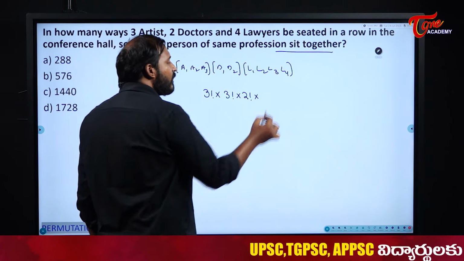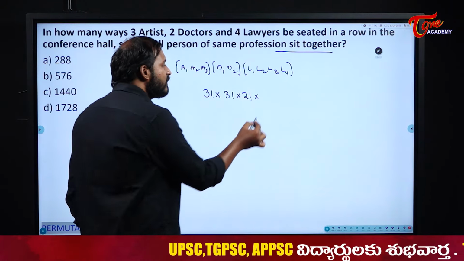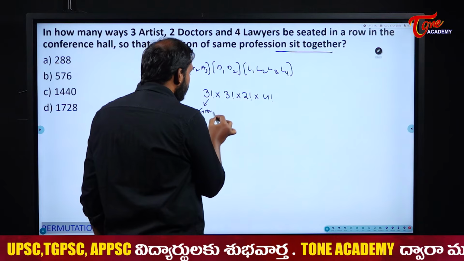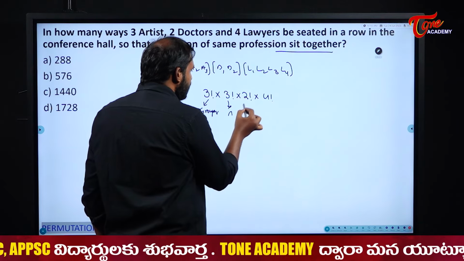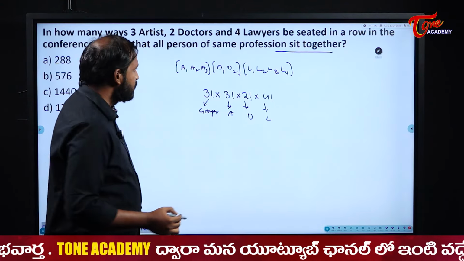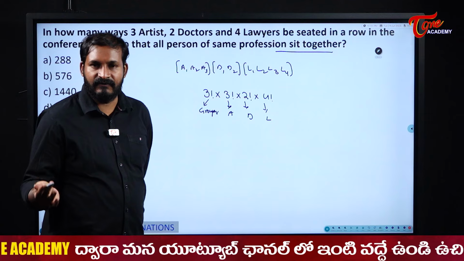And I have 4 lawyers. 4 lawyers can be arranged in how many ways? 4 factorial ways. This one is for groups, 3 groups, and this one is for artists, and this is doctors, and this is lawyers. Is there any repetition? No. Here all are different people only.